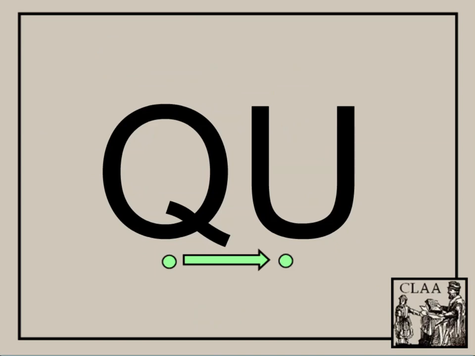The consonant Q is very special. It's almost always followed by the vowel U. When we read the consonant Q and the vowel U, we say ku, ku. But usually there's another vowel after the U. Let's learn how to read the consonant Q, U, and another vowel.